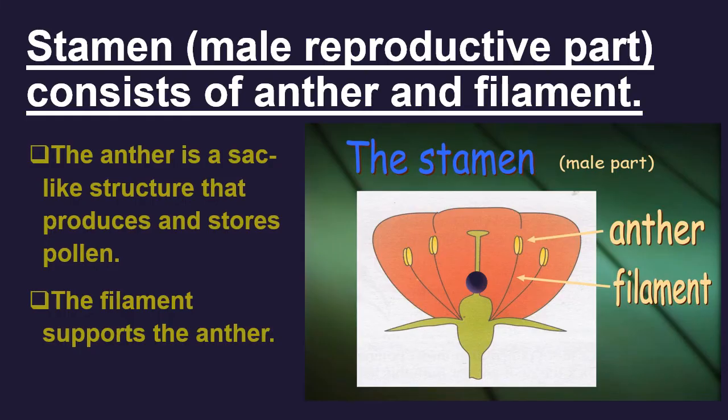First of all, I'm going to tell you about the stamen, which is the male reproductive part of the flower, which consists of anther and filament. The anther is a stack-like structure that produces and stores the pollen. On it, the pollen starts, and this is the first part of sexual reproduction in plants. It starts with the male. Now comes the filament that supports the anther. It's like a long tube that holds the anther so that it doesn't fall.